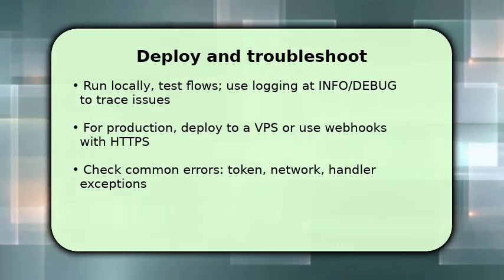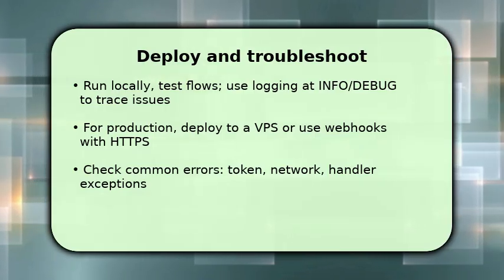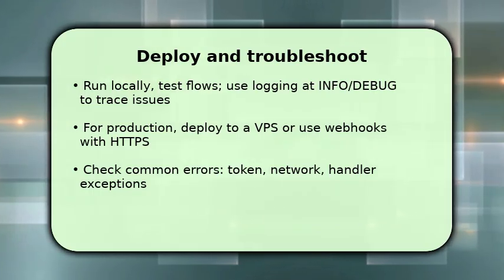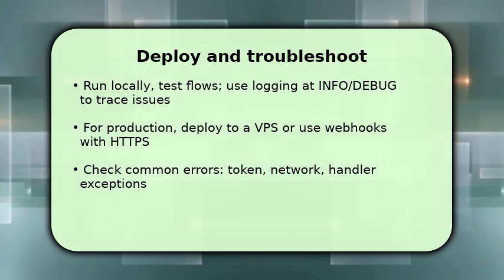If things go wrong, first verify the token and network connectivity, then inspect stack traces for handler errors. Keep a single troubleshooting tip in mind: reproduce the failure locally with verbose logging to pinpoint the cause quickly.